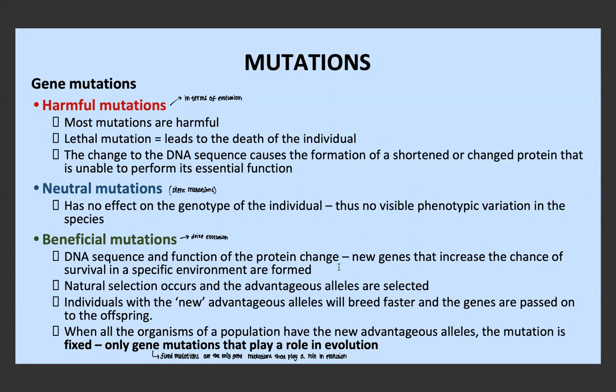And then obviously the individuals that have these new advantageous alleles are more likely to survive to sexual maturity, more likely to breed and pass on the genes, and therefore the proportion of individuals containing these advantageous alleles will increase over generations. When all of the organisms of the population have this new allele, we call the mutation fixed.